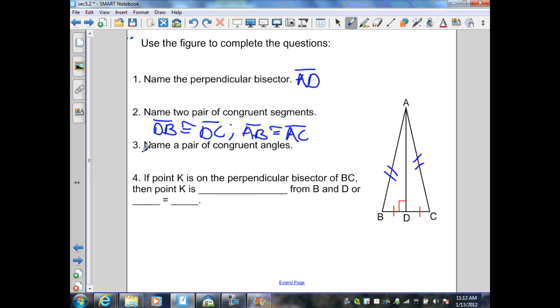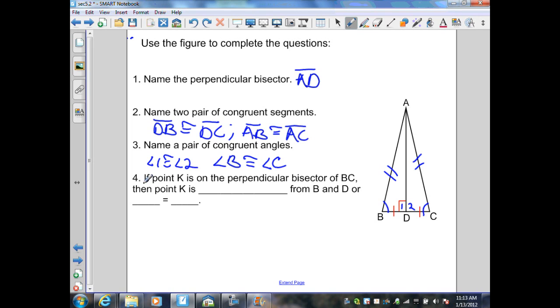Number 3, name a pair of congruent angles. Actually, we can name two of them. If I label angle 1 and 2, angle 1 is congruent to angle 2 because perpendicular lines form congruent adjacent angles. I also know that segment AB is congruent to segment AC. Therefore, this is an isosceles triangle. And by the isosceles triangle theorem, if two sides of a triangle are congruent, then the angles opposite must be congruent. Therefore, angle B is congruent to angle C.